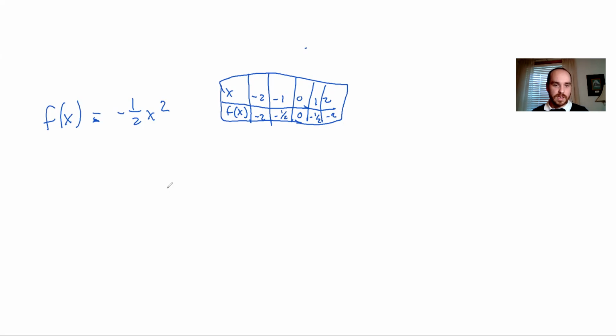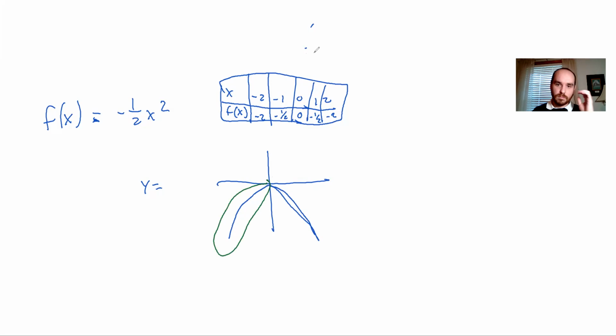But the easiest way would have been to go into your graphing calculator, hit the y equals button, type this in, hit graph, and you would have gotten a graph that looks like this. Sorry, it would not look like that, that was awful. It would look something like this. Also awful. You would have gotten an upside down parabola. And we can very quickly and easily see that it is increasing right here, and that it is decreasing right here.